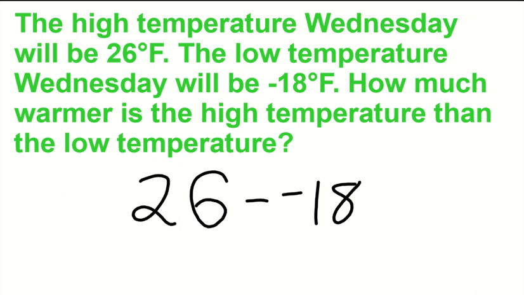So when we subtract, what do we do? Same, change, change. First number stays the same. We change from subtraction to addition, and we change the sign on the second number. Okay. All it is then is 26 plus 18, which, as she said, will give us 44. Okay? Any questions on that one?